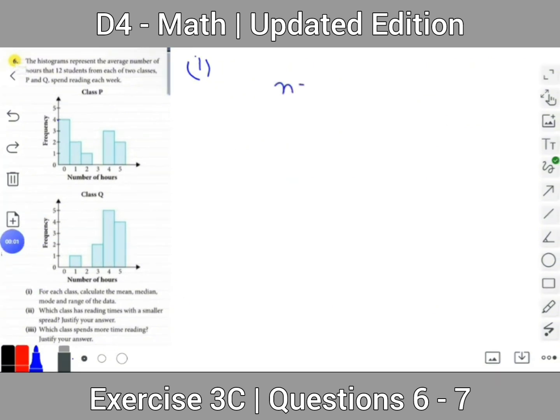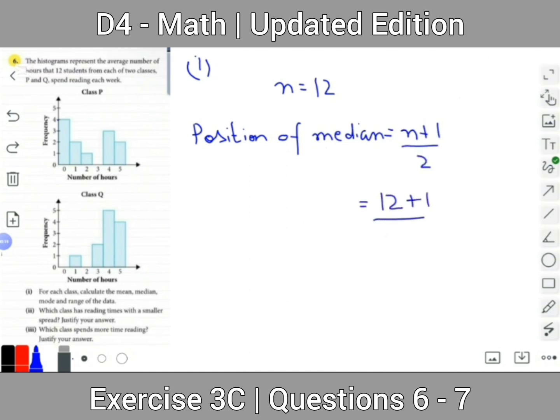Since n is equal to 12, first we will find the position of the median by using (n plus 1) divided by 2. So here we have 12 plus 1 divided by 2, which is 13 divided by 2, and it gives us 6.5. So the position of the median is equal to 6.5.